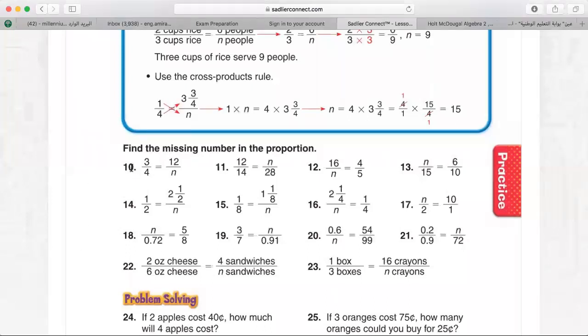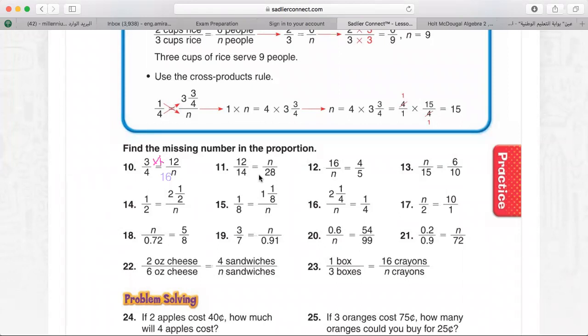In number 10, I will check the complete parts here. 12. What happens if it is greater? So I'm going to multiply by 4. When I multiply it by 4, I multiply only the denominator by 4. So 4 multiplied by 4 is 16. So n is equal to 16. Okay, let's move to the second one.